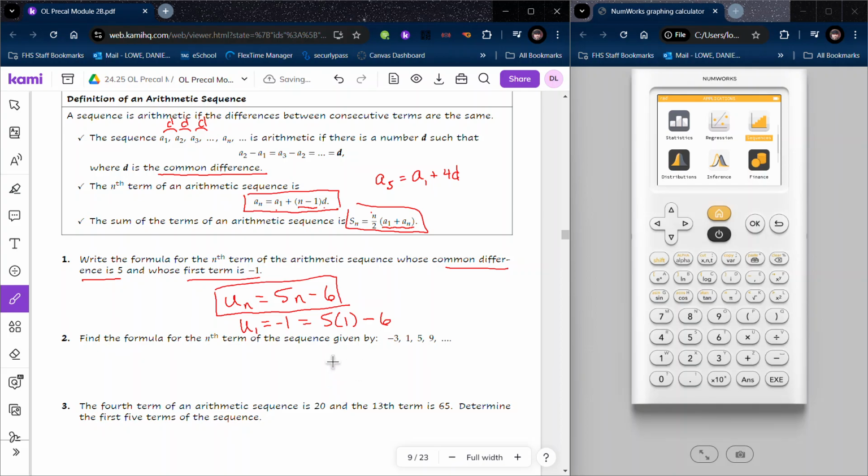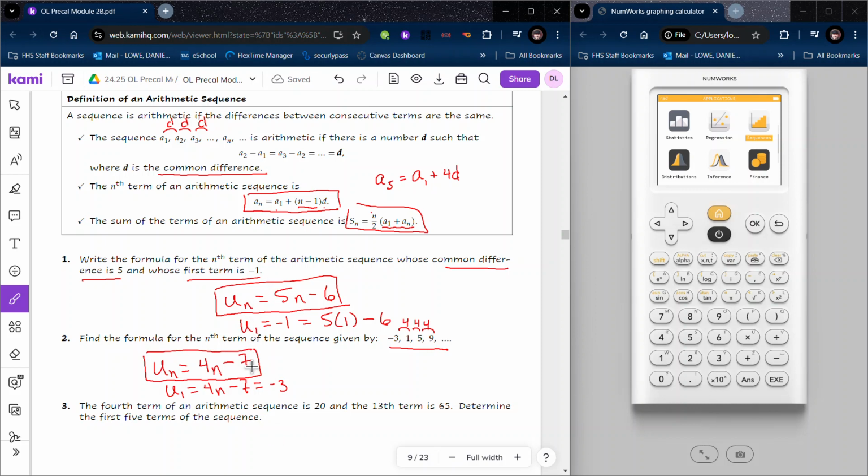Okay. If I want the formula for the nth term of the sequence given here, well, we need to figure out what's happening between each term. And it looks to be that each time I am adding 4. So my formula, I could say u sub n is going to be 4n, and then I need to have -3 if n is equal to 1. So u sub 1 is going to be 4n minus something so that I can get to -3. And we say, well, 4 minus what gets me to -3? That'd be 4 minus 7. So u sub n is going to be 4n minus 7.